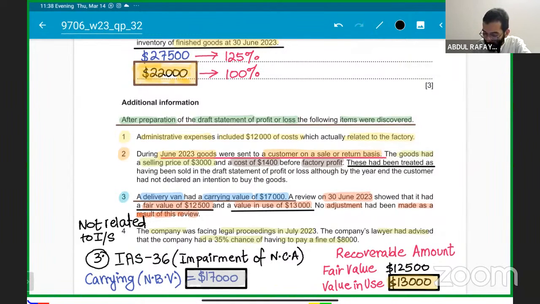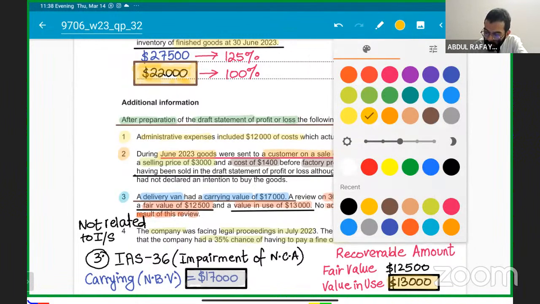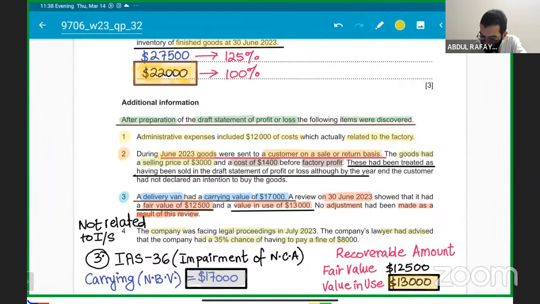So in very simple words, although these are not sold yet, the HPLC manufacturing company has already treated it as revenue. उन्होंने इसको revenue treat कर लिया है कि ये sell हो गए हैं. Although these goods were on a sale or return basis. At the end of the year, the customer had not declared any intention to buy the goods. Customer ने अभी तक declare नहीं करा है कि whether he is going to buy it or return it.